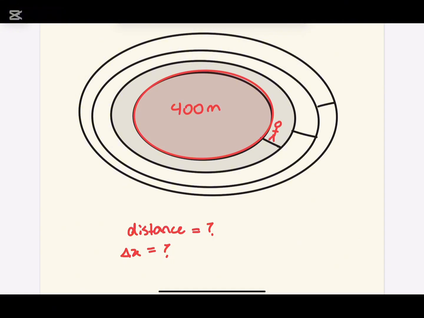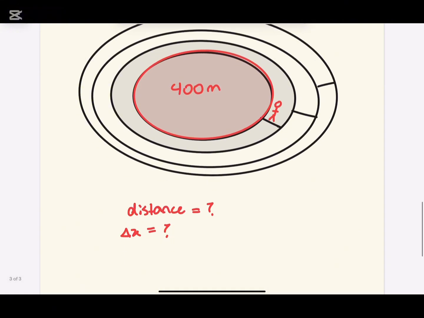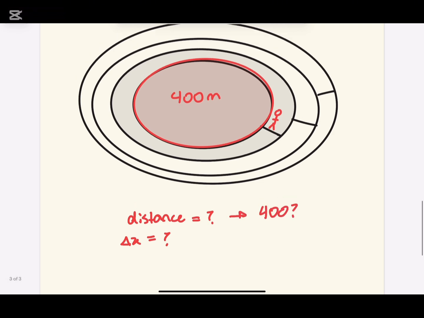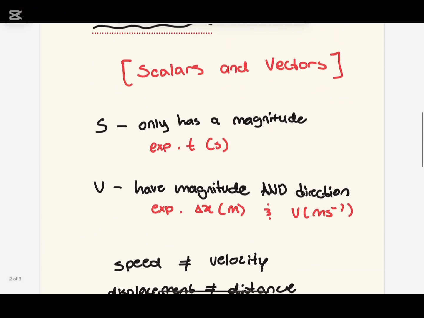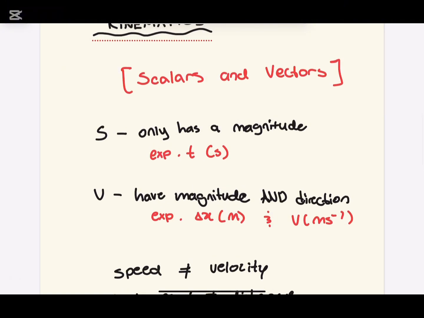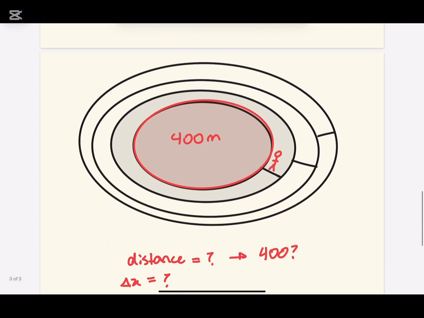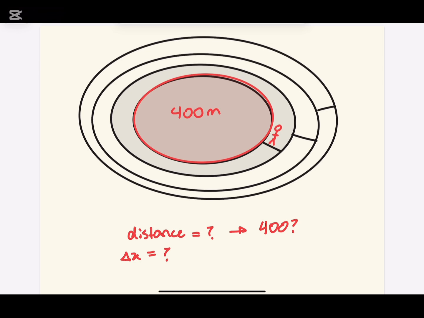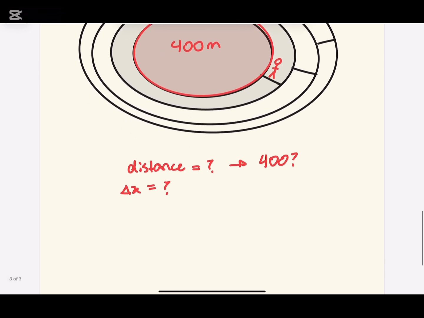Well, we know that their distance is 400 meters. Why? Well, distance is a scalar, and it only has a magnitude. So, if you run 400 meters, then that will be the distance you covered. However, the displacement is a bit trickier. The displacement is 0 meters. And I'll tell you why.